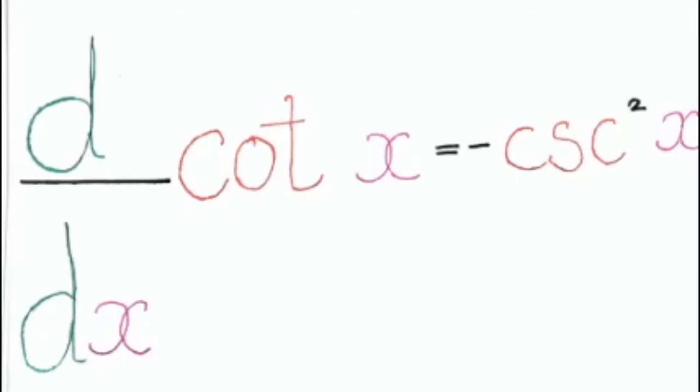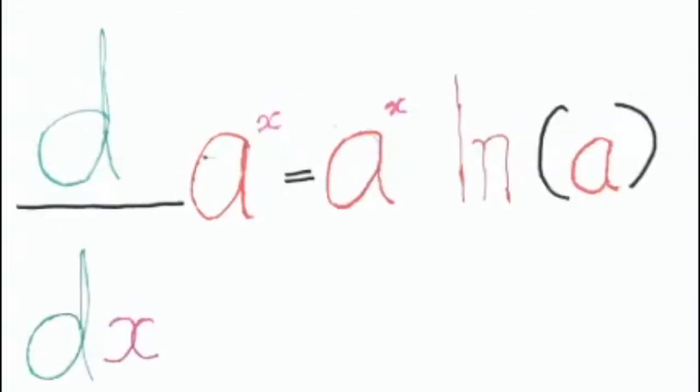The derivatives of our exponential and logarithmic functions, we have 4 rules here, but really the rules in the left column are just specific cases of the rules in the right column. So let's look at the right column first. So we have that the derivative of a to the x is a to the x times the natural log of a.